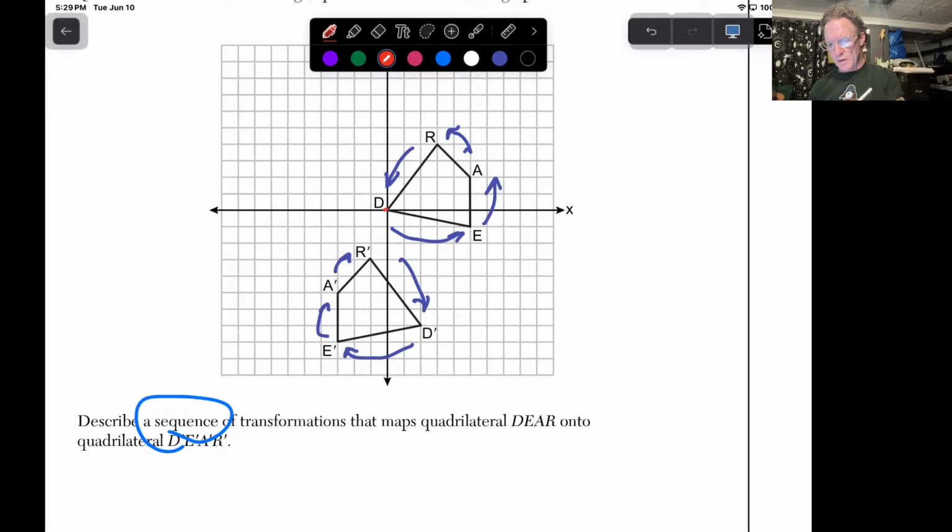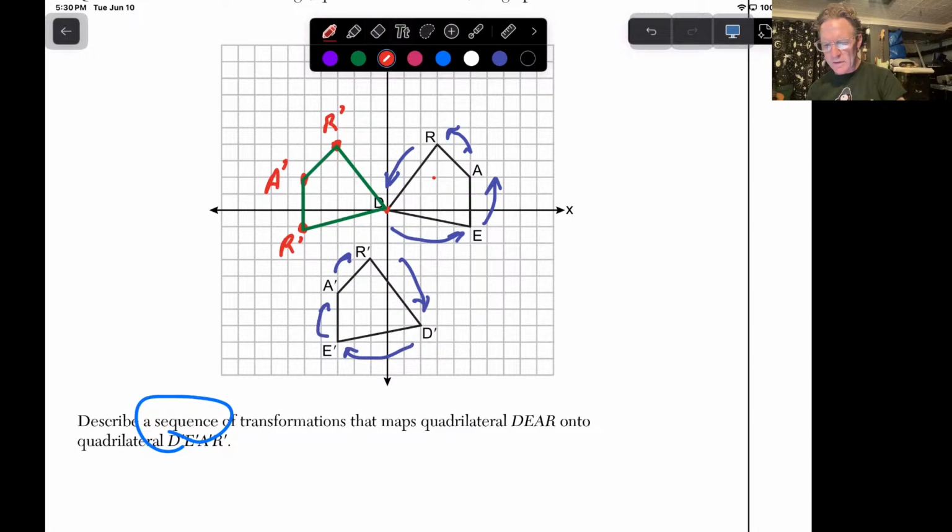If we reflect this, D is not going to go anywhere. R prime would be here. A prime would be 1, 2, 3, 4, 5 over, so A prime would be here. And then E, 1, 2, 3, 4, 5. Remember, we go equidistant from the line of reflection, across. So it would look like this, and this would be R prime here.